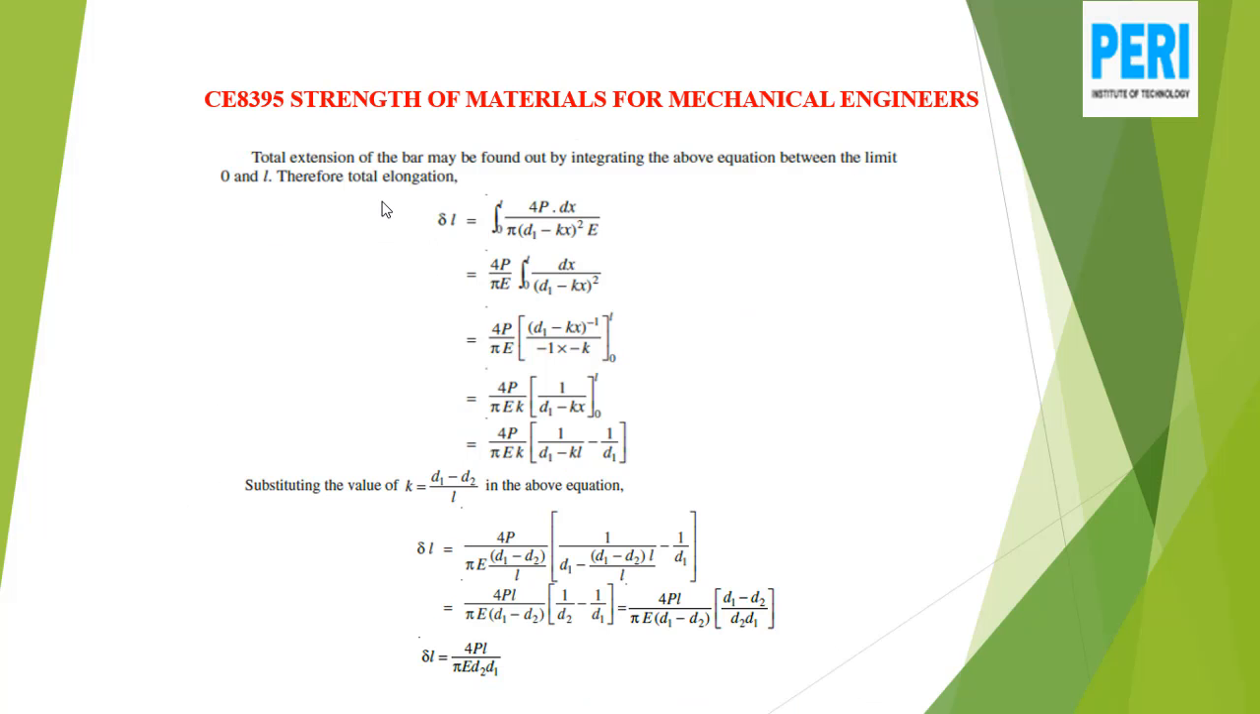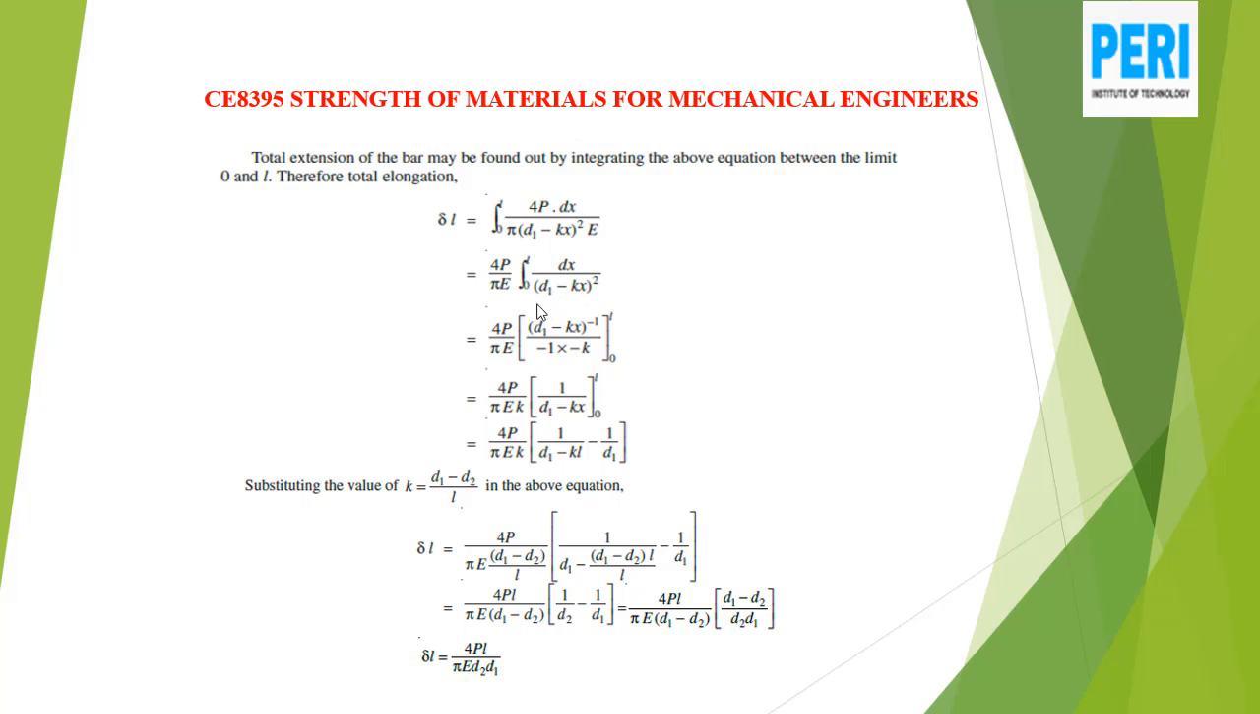Then the total extension of the bar may be obtained by integration. Limits are 0 to L, 4P dx by (D1 minus kx) whole square E. 4P by pi E we take outside because it is a constant. Dx by (D1 minus kx) whole square, then this should be integrated.